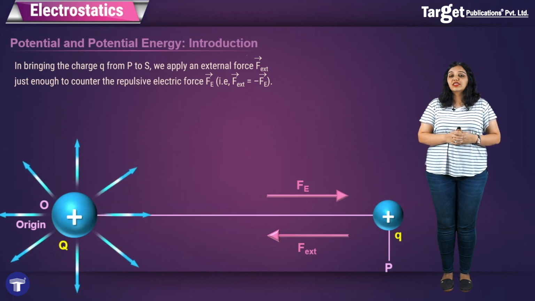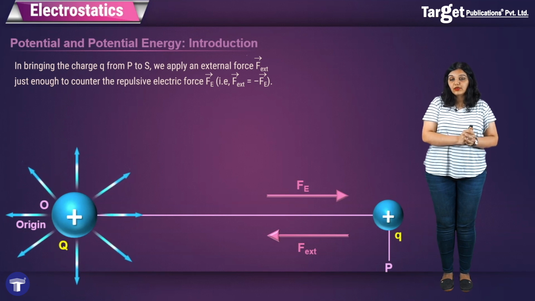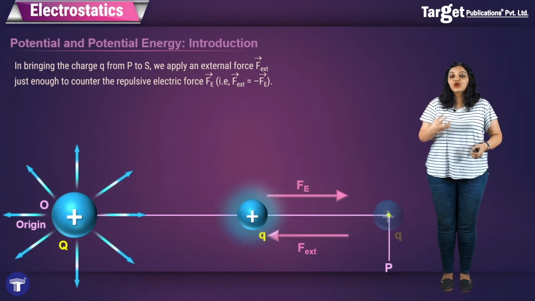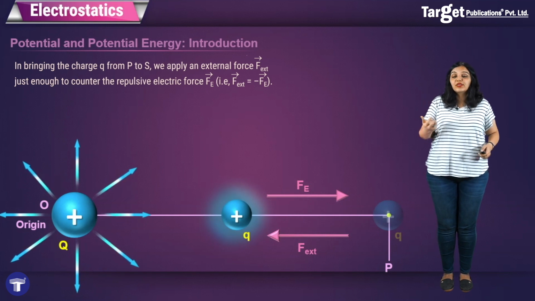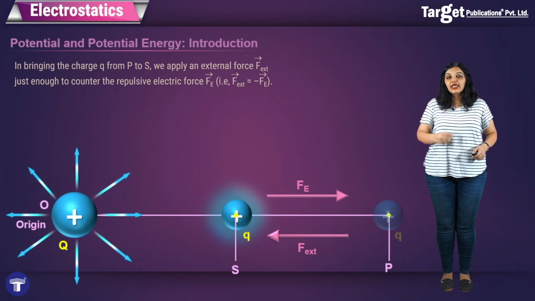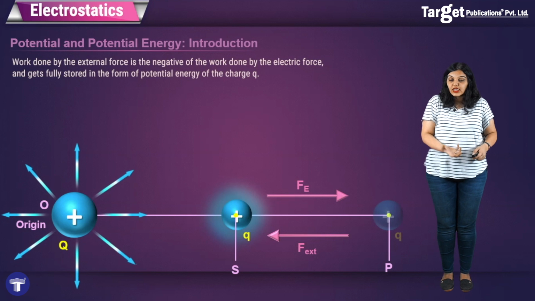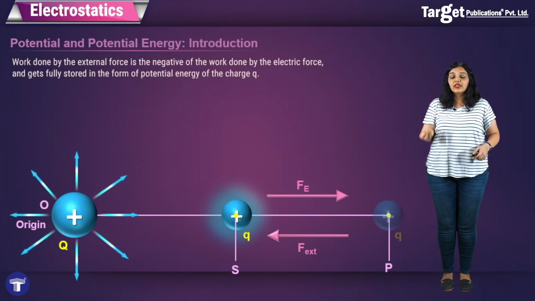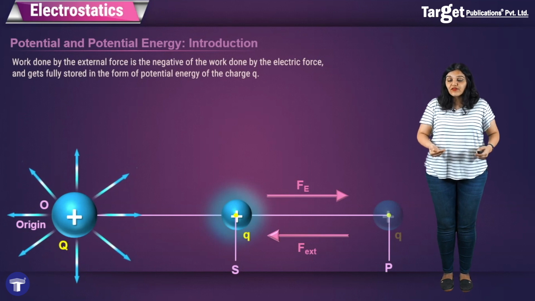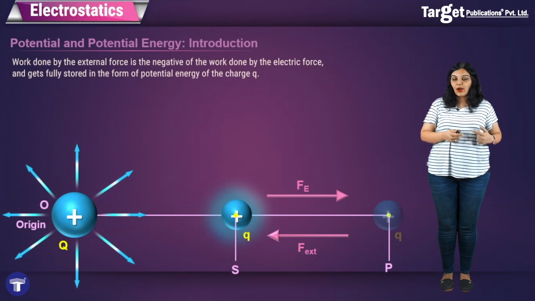Once you do this, you will see that when you bring this charge closer and closer to the capital Q charge, you have to do work. Applying external force means you are doing some work to bring this charge from point P to point S. And this work done, that means the work by the external force which had to be done on this small charge just to bring it from P to S, will be negative of the work done by the repulsive force, because these forces are equal and opposite.